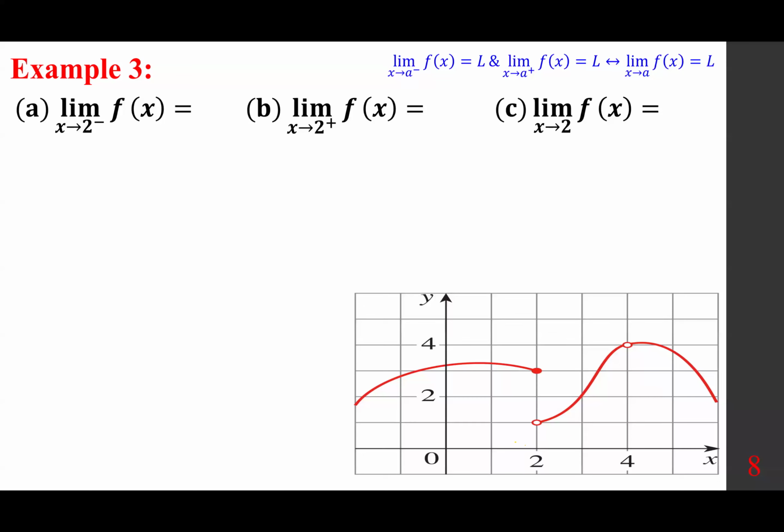So from the left, we are moving this way. As we move this way, we are using this branch, and this one is moving towards this point. It will never get there, and that has a y coordinate of 3.